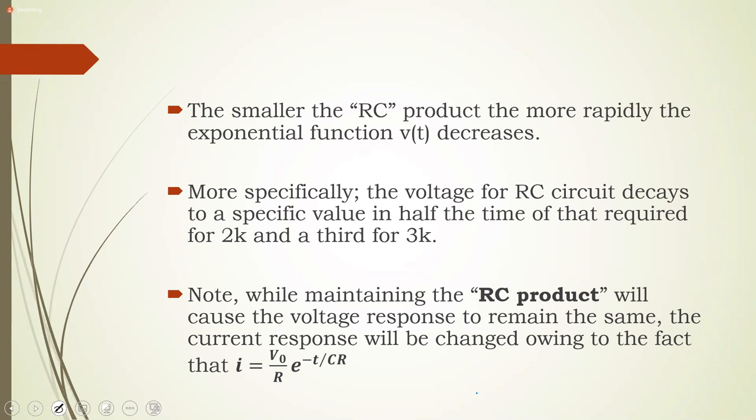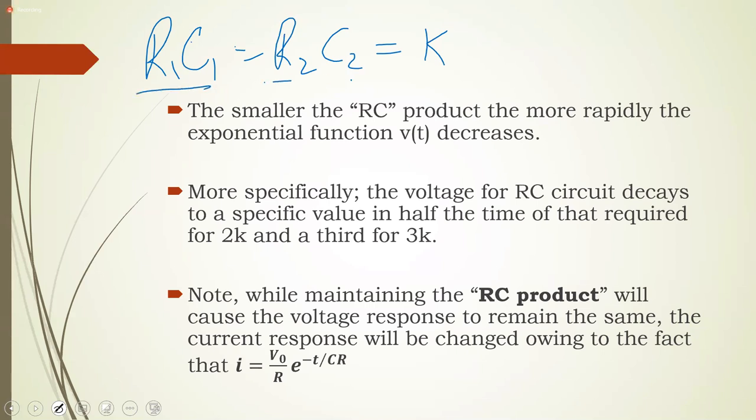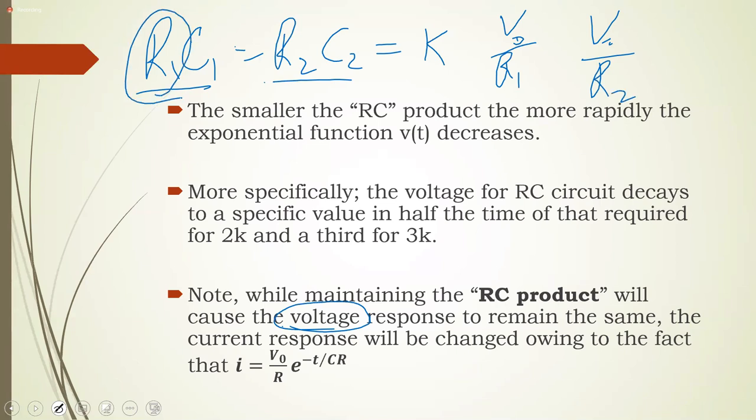So in other words, if I have R1 C1, and that's equal to R2 C2, which is equal to K, so the products of two different resistors and two different capacitors, when I multiply them I get the same K value. We're saying that the voltage response will remain the same. However, the current response will change because in one instance I am going to have V0 over R1, and in the other instance I'm going to have V0 over R2, because the resistances are different. So again, that's another thing I wanted to put on a sticky note there.